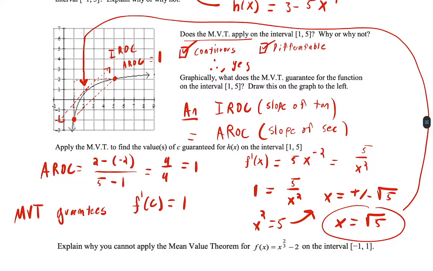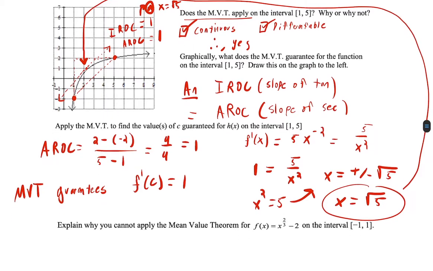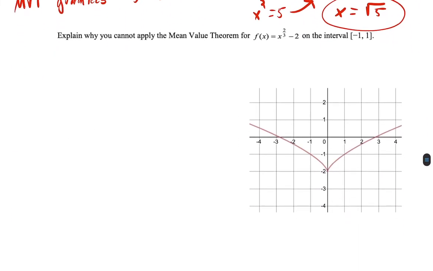So that's that point right there, x equals the square root of 5, okay? And if you had a calculator, you could plug that in and find what the y value is, but usually we just want the x value. So again, to summarize, the mean value theorem guaranteed there'd be at least one place where the instantaneous rate of change is 1, and we found out that this happens at x equals the square root of 5 by applying calculus. All right, a couple more here.